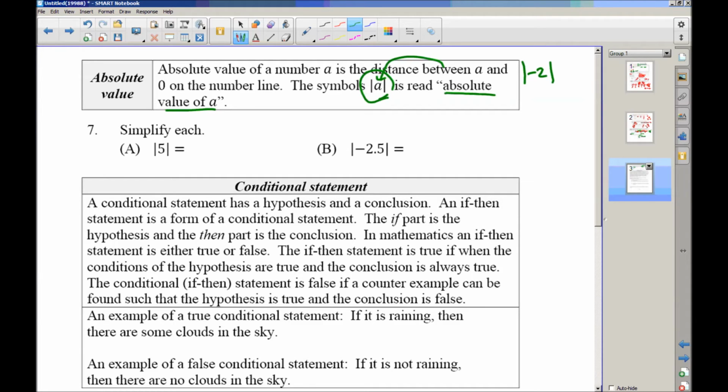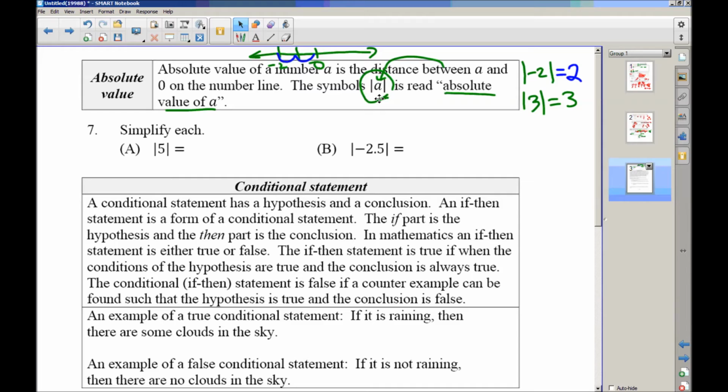All right, so on a number line, there's negative 1, there's negative 2. To get from negative 2 to 0, we'd have to walk 2 steps. So the absolute value of negative 2 is 2. Okay? Or the absolute value of a positive number, still have to walk 3 steps to get back. So what it does is it takes negative numbers and makes them positive and leaves positive numbers alone.